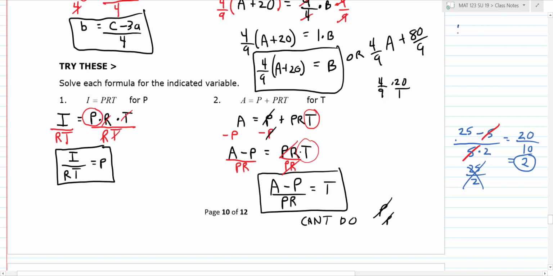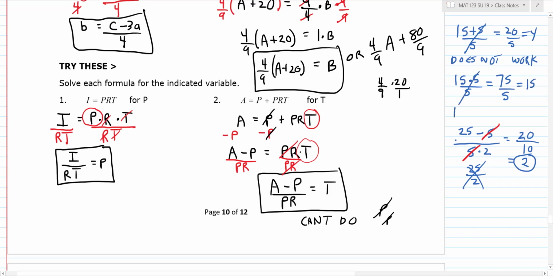So just a little simpler example, like if you had 15 plus 5 over 5, the answer is 20 over 5 or 4. It does not work. And the reason it does not work is because of that addition symbol. Okay, but I want to show you this. What if we had 15 times 5 over 5? And you can use your calculator to help. That would be 75 over 5. 75 divided by 5 is 15. Does it work? Yes, it works.